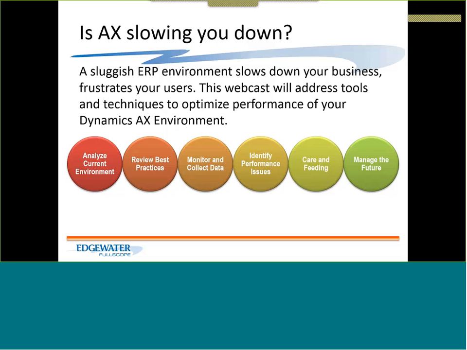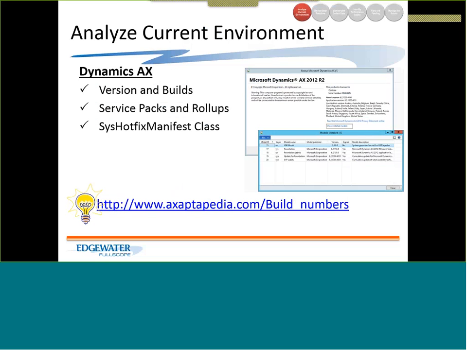So that's the total approach, from analyzing the current environment to how we see us managing it in the future, and really keeping our hands around it and empowering everybody. So obviously, when it comes to analyzing the environment, the first thing we always do is come in and look at what the current version of AX is and what build level you're at, what service packs are installed, and what roll-ups have been installed.